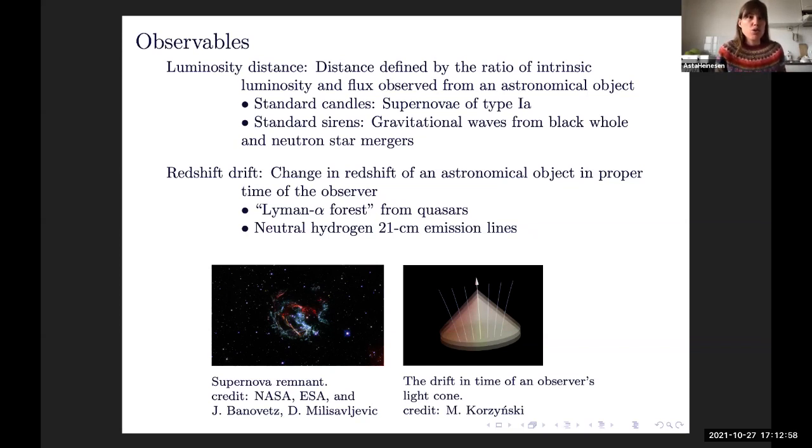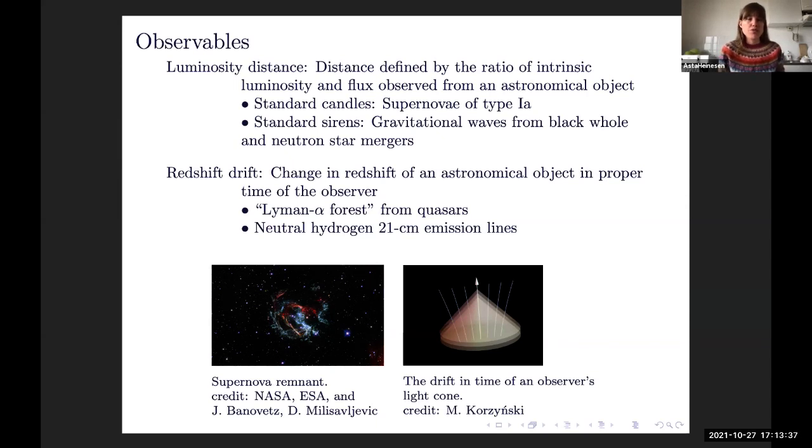Here I will talk about two different observables. First, luminosity distance, which is defined as the square root of the ratio of intrinsic luminosity and the flux of an astrophysical object. In order to measure luminosity distance, in cosmology we need objects that are standardizable in terms of their luminosity. Here, supernovae of type 1a are popular standard candles. Also, we are starting to be able to use gravitational waves as independent distance measures.